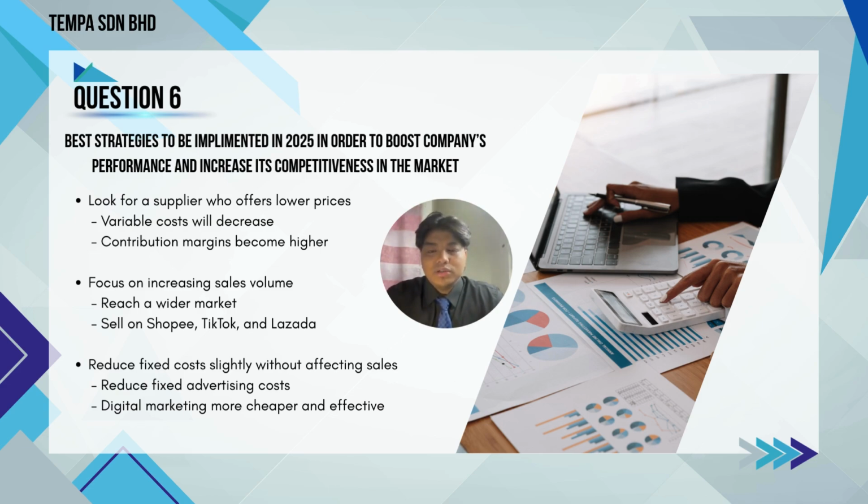Next, it is important to focus on increasing sales volume by reaching a wider market. Companies can take advantage of popular online platforms such as Shopee, TikTok and Lazada. These platforms allow businesses to reach more consumers, boost brand visibility and increase sales efficiently. Last but not least, companies should aim to reduce fixed costs slightly without affecting sales performance. For example, reducing traditional advertising expenses and shifting to digital marketing can be more effective and efficient. Digital marketing allows companies to target specific audiences while spending less, making it a smart strategy for long-term growth.